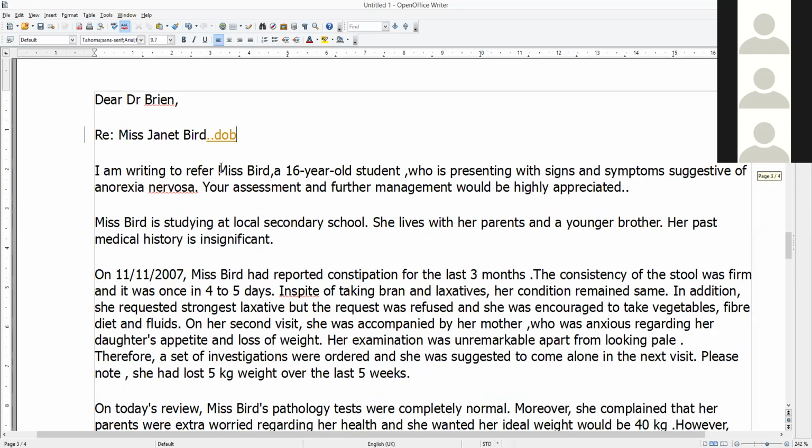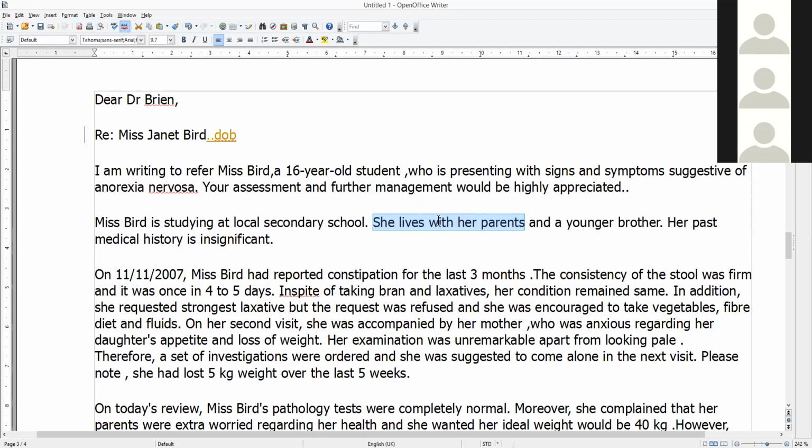16-year-old who is presenting with signs and symptoms, your assessment for management highly appreciated. That sentence keeps coming. Why would it be highly appreciated? The psychiatrist is not doing you a personal favor. You don't have to use it. Everybody uses this sentence. Try to be original. Do we really need this? No, we don't.